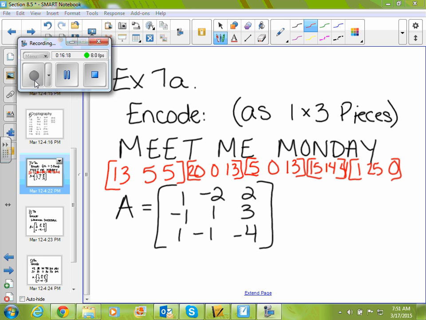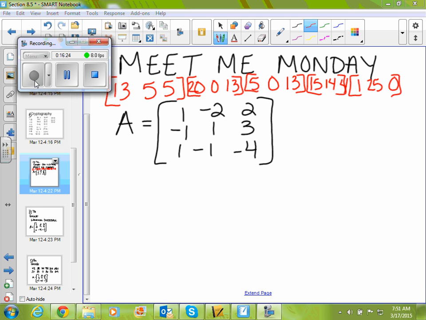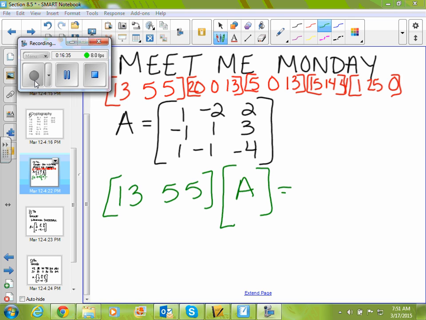So now I have 5 different matrices and an encoding matrix, and we're going to multiply them. So 13, 5, 5, multiplied by matrix A. And you guys can use your calculators to do this to make it quicker.